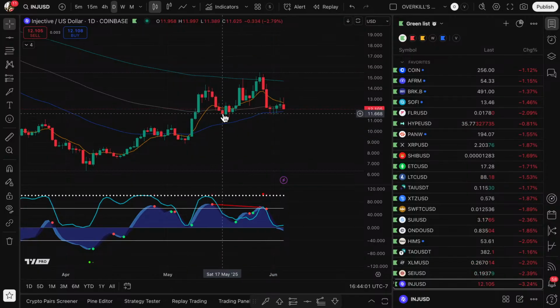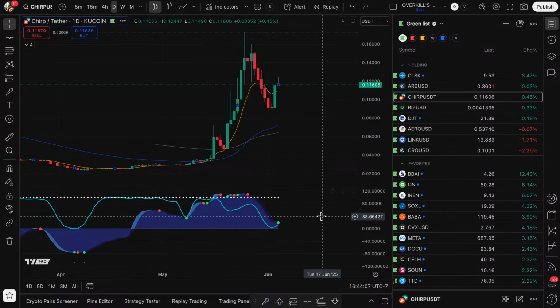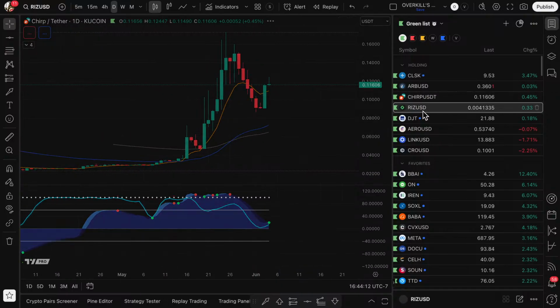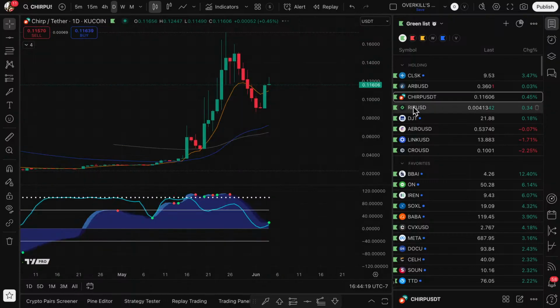What else you guys got? What are my favorite coins that I believe will 10 to 20x? I believe Chirp will probably at least 10x. Riz, I think it's going to 100x. These are two very small cap coins. If you're really looking for a coin where you could throw a little bit in and make a lot, these two are my favorite.